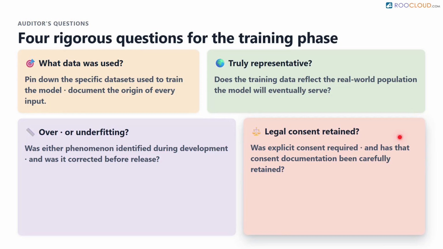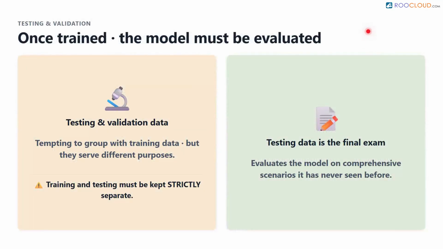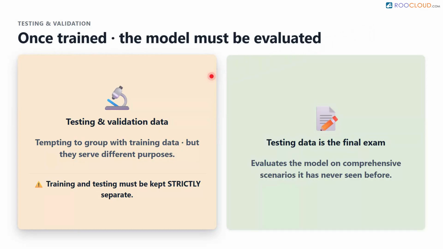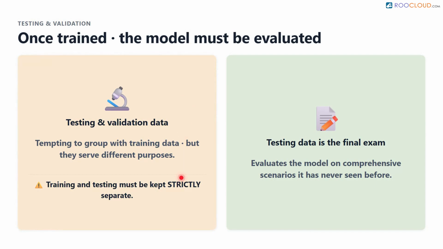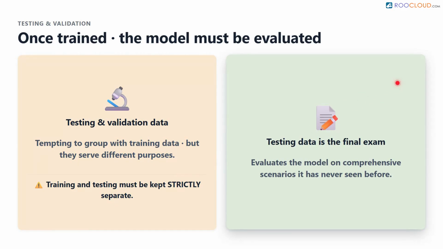Once the system has been trained, it must be evaluated. This brings us to testing and validation data. While some organizations might casually group training and testing together, they serve entirely different purposes and must be kept strictly separate. Testing data is the final exam. It evaluates how well the model functionality and predictions handle comprehensive, real-world scenarios that it has never seen before.